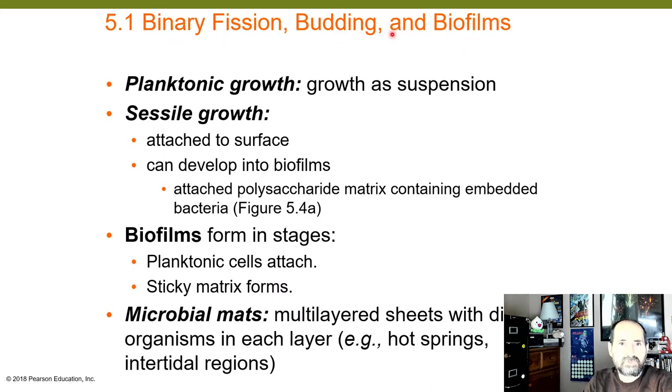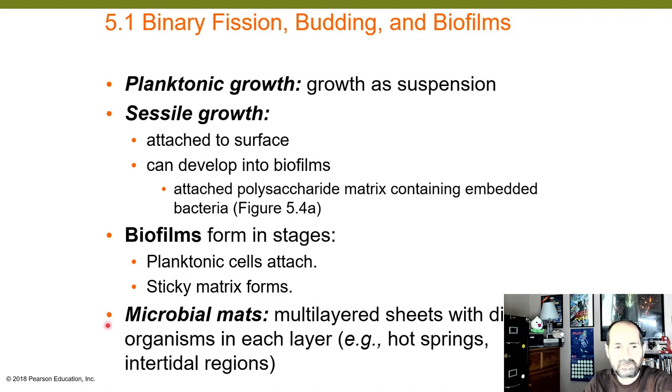Now, more about how bacterium grow. We're moving on to biofilm formation. Planktonic growth is growth as a suspension. So if the bacteria are floating around in solution, this would be a form of planktonic growth. Sessile growth, on the other hand, is growth attached to surfaces, which can sometimes form biofilms. What are biofilms? Biofilms are bacterium that form a sticky matrix and form communities.